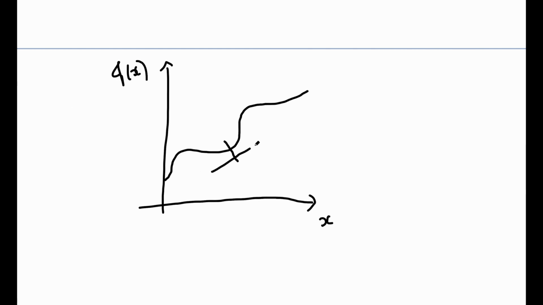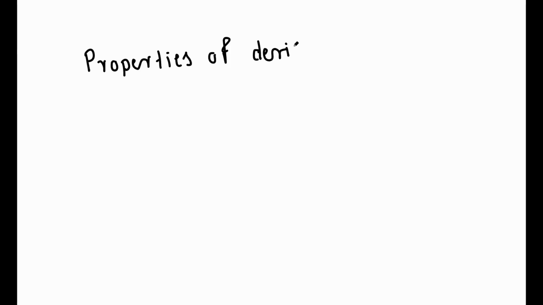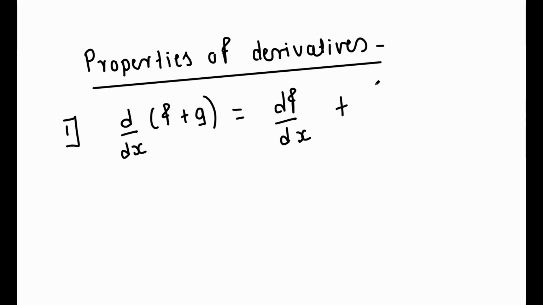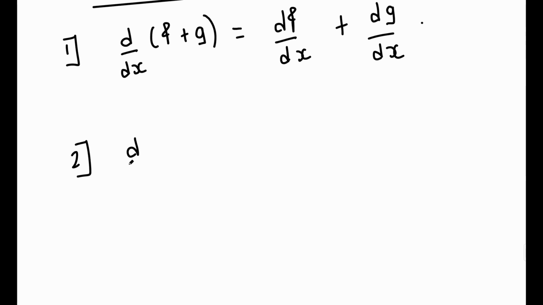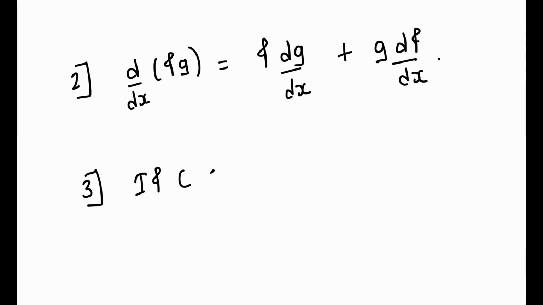So whenever you want to measure the slope of a function at a point, evaluate the derivative of the function at that point. Derivatives have three simple properties. First, the derivative of the addition of functions is the addition of the derivatives of the individual functions. Second property is the product rule. The derivative of f into g equals f into the derivative of g plus g into the derivative of f. And the third property is that the derivative of a constant is 0.